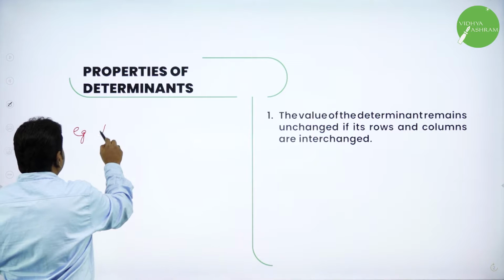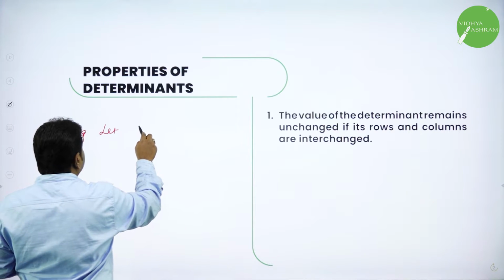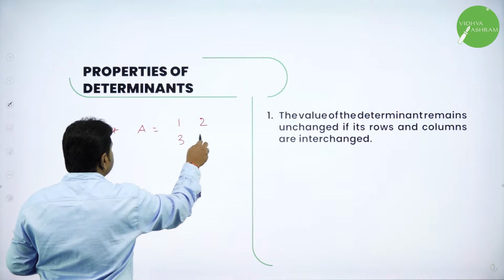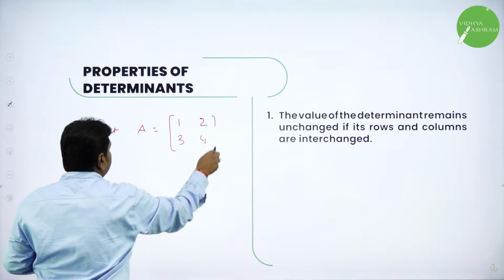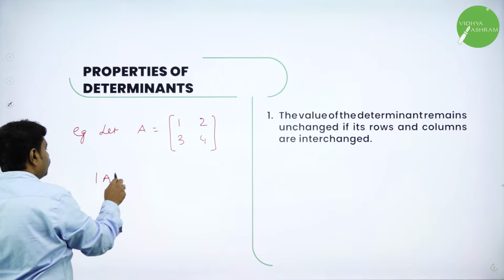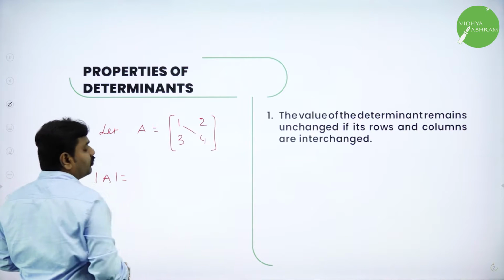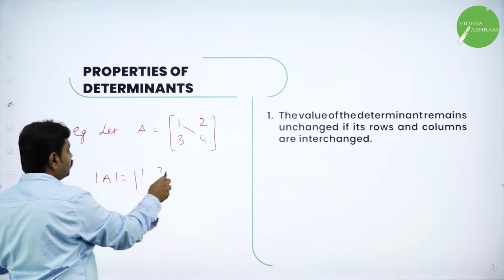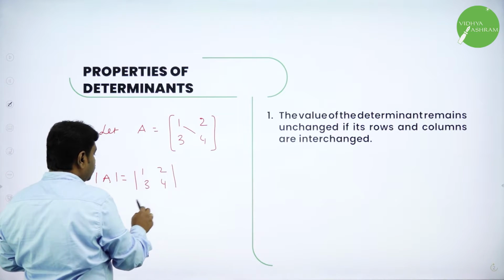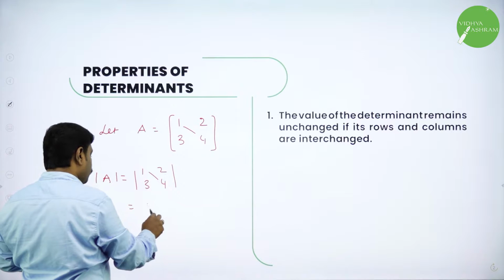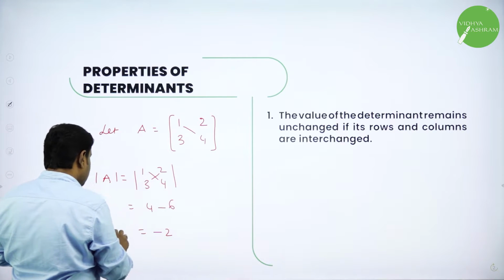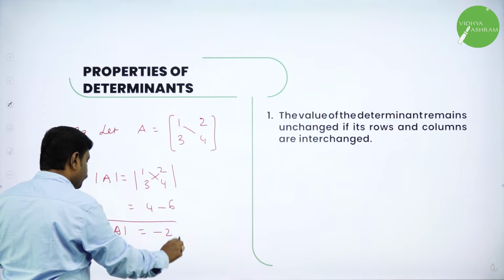So we will take matrix A. Matrix A I will take 1, 2, 3, 4, a simple matrix, and I will find the determinant. What is the determinant of A? So how to find the determinant? Multiply the principal diagonal, that is the determinant of 1, 2, 3, 4. So now I'll find the determinant, that is 1 into 4, 4, minus 3 into 2, 6. 4 minus 6 is minus 2. So the determinant I got is minus 2.